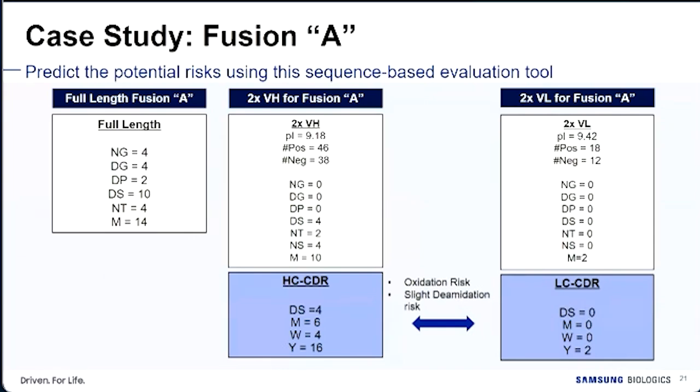I want to share a case study using this program for a fusion A molecule. As you see, we can calculate the molecule to know the potential risk like oxidation or deamidation. And finally, we can confirm the risk that would help determine the optimal formulation screening matrix for the molecule.